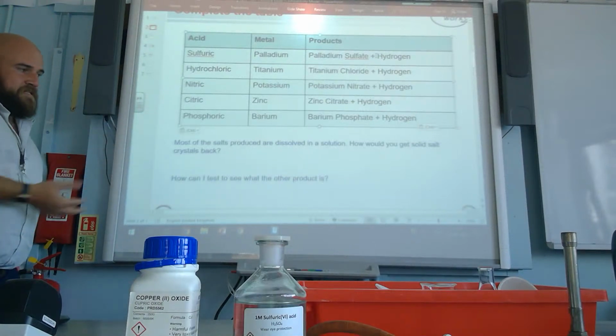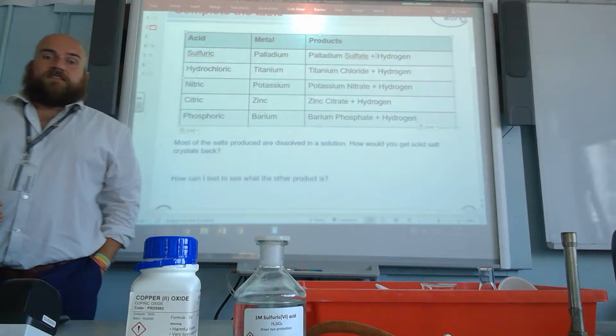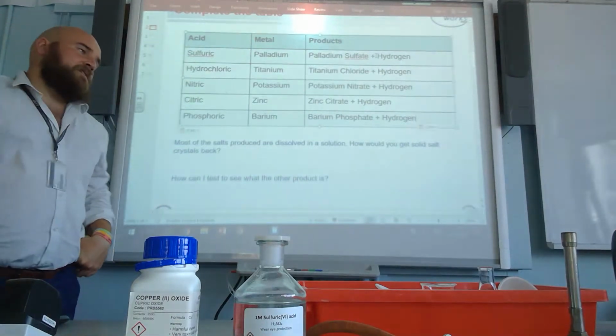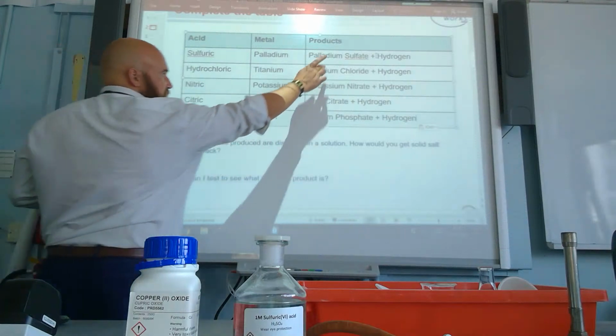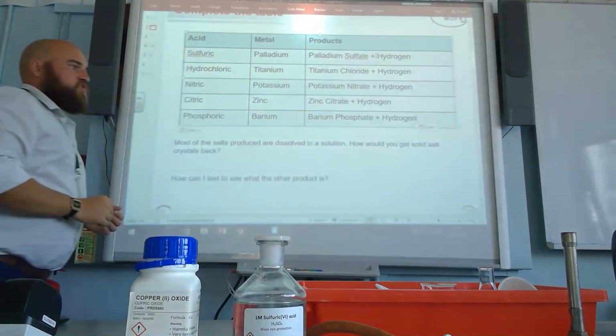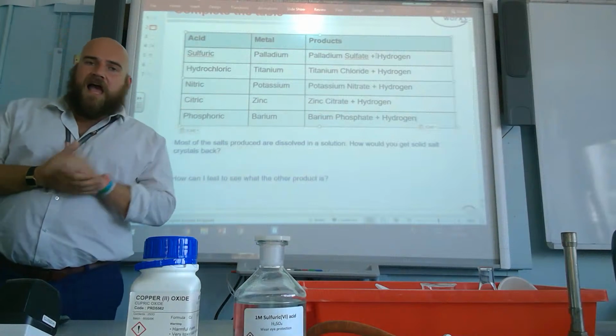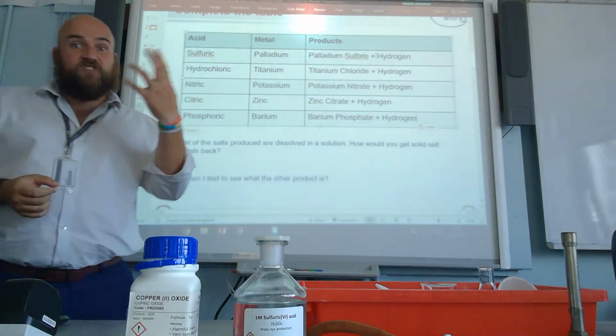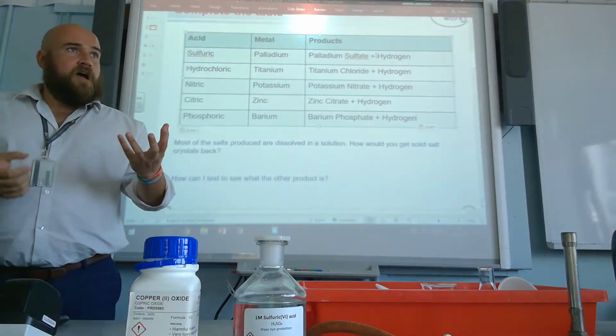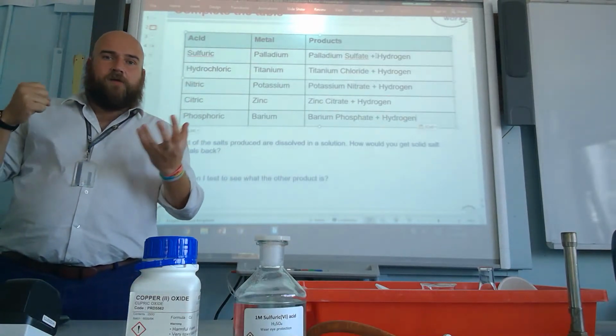So again, you need to be able to predict the products formed. You also need to be able to answer the following two questions and also write similar equations, of which we'll have a bit more practice as we go through the topic. Most of the salts produced are soluble in the dissolving solution. How would you get the solid salt back? If you've got a solution like salt water, for example, how do I get the salt, the solid, out of the water?